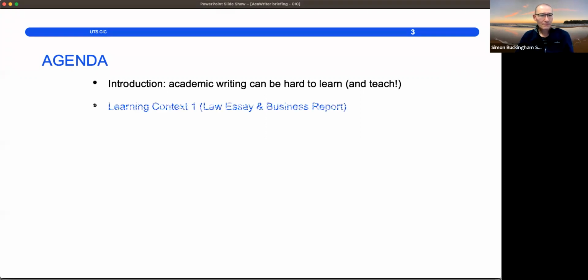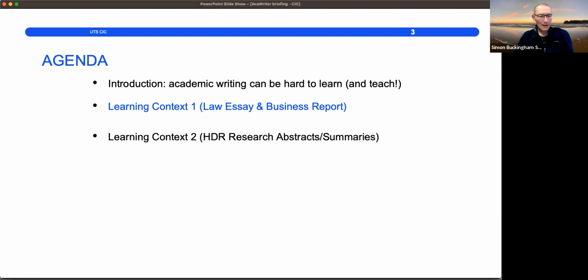We're going to look at three contexts of the use of AcaWriter here at UTS: law, which is the writing of a law essay and a business report; HDR, research abstracts and summaries, a very particular kind of writing for our master's and PhD students; and critical reflection, writing first-person reflective pieces, and what it means to do that well and how to get feedback on that as well.